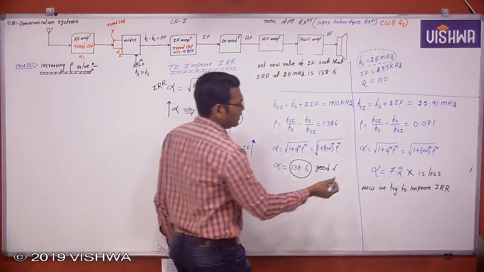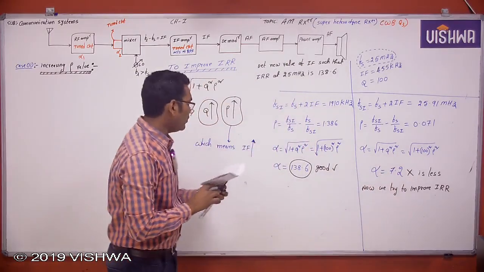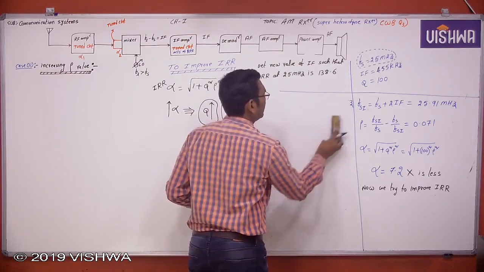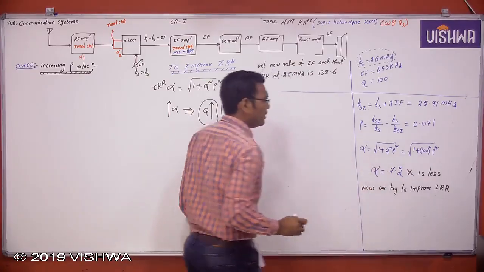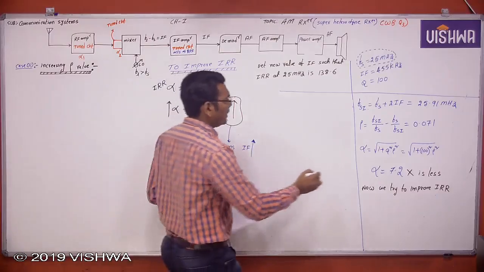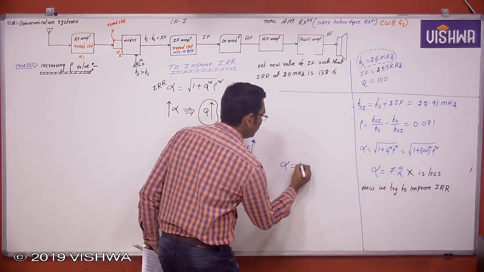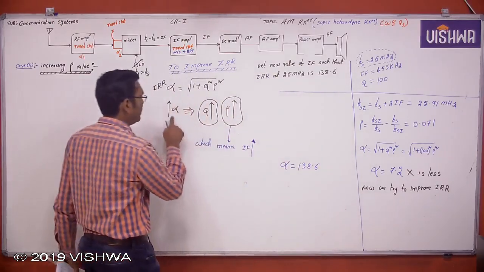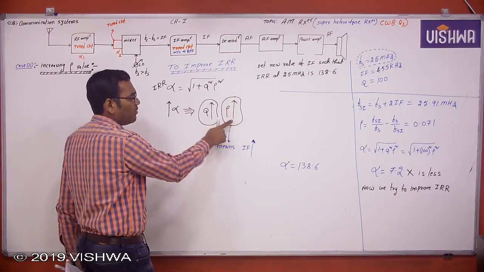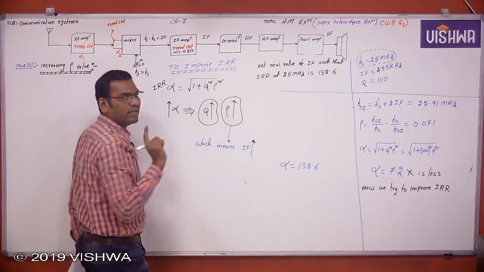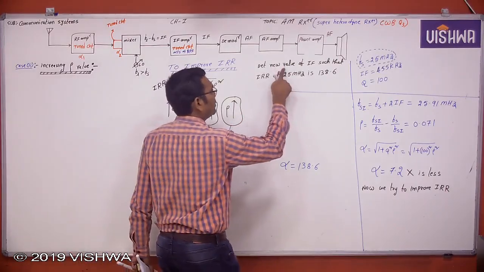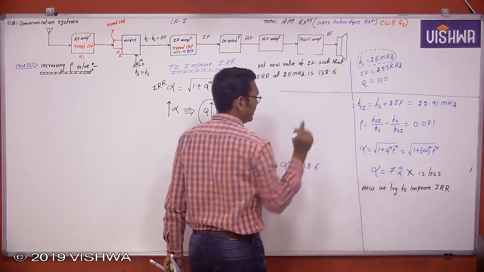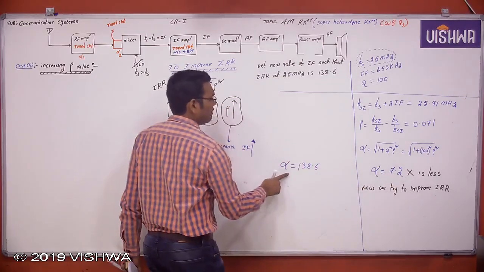Determine the new value of IF. See here, what is the image rejection ratio here? 7.2. Now I want to improve the image rejection ratio to 138.6. So how is it improved? When you want to improve the image rejection ratio, the only option is rho increases. But rho increases is nothing but intermediate frequency increases. So determine the new value of IF such that image rejection ratio at same 25 megahertz is 138.6. Here it is 7.2, but here it is 138.6.